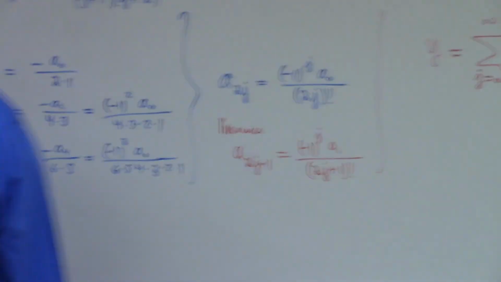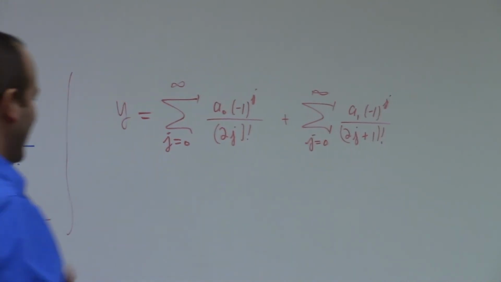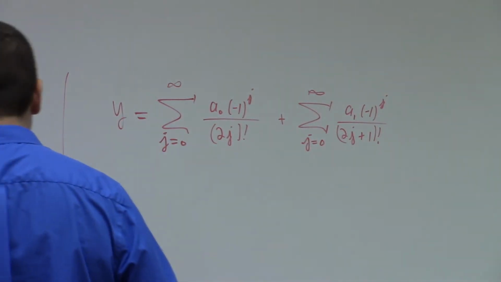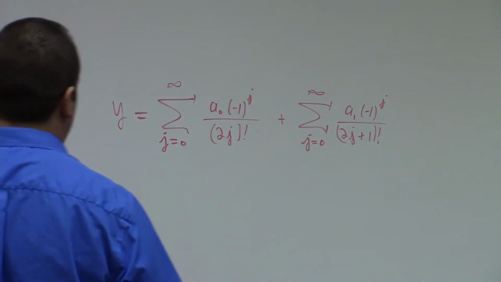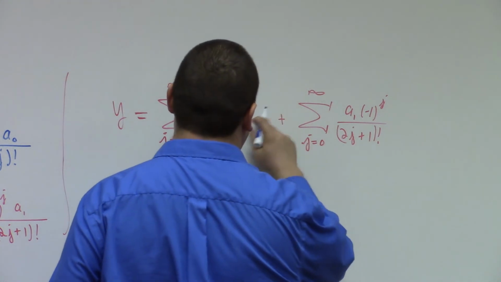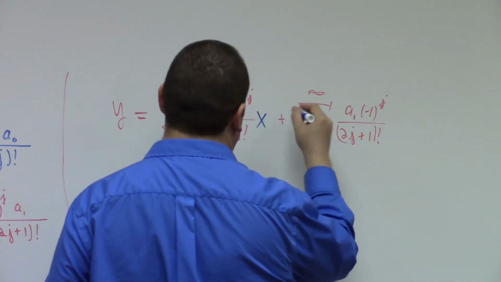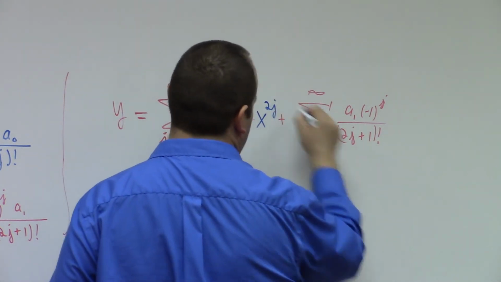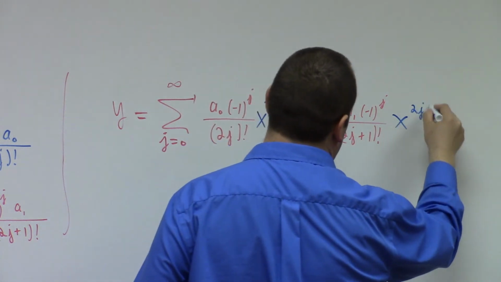Oh, sadness. Not the constants, the other thing. I'm missing my x's. So the constants are there. They're a naught, and a 1, and so this is x to the 2j, and of course there's an x to the 2j plus 1 here.